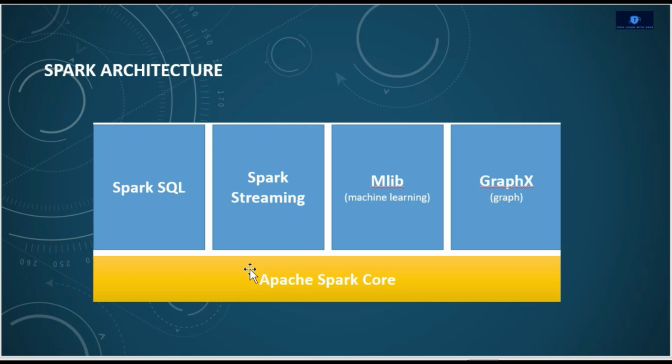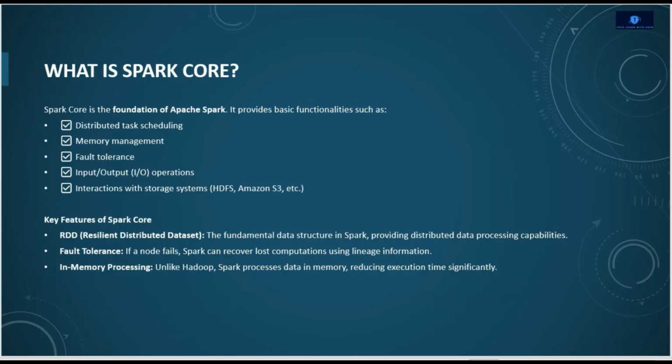This is the basic architecture of Spark. Here, Apache Spark Core is the base, and on top of the base we have four libraries: Spark SQL, Spark Streaming, the machine learning library, and GraphX. So let's understand one by one. Let's start with Apache Spark Core. What is Spark Core?